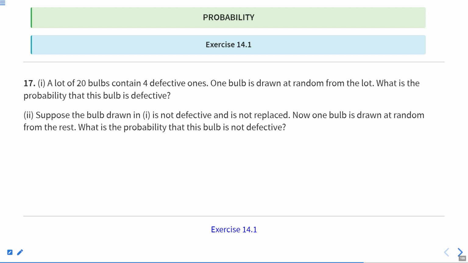So here we have question number 17. We have a lot of 20 bulbs that contain 4 defective ones. One bulb is drawn at random from the lot. What is the probability that this bulb is defective? And secondly, suppose the bulb drawn in 1 is not defective and is not replaced. Now one bulb is drawn at random from the rest. What is the probability that this bulb is not defective? Let us solve this problem.